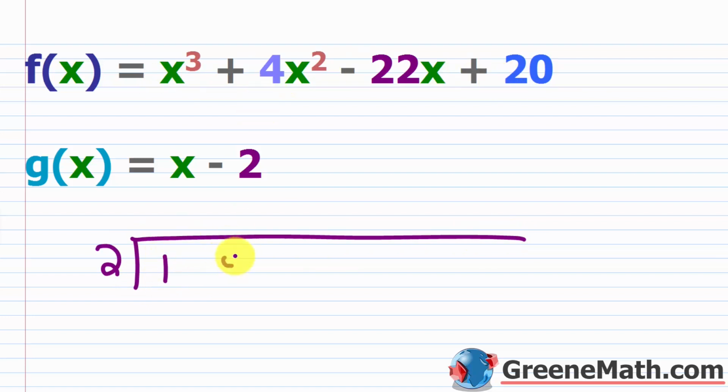So 1, 4, negative 22, and 20. And I'm just going to see, is the remainder 0? If it is, then x minus 2 is a factor. If it's not, then x minus 2 is not a factor.